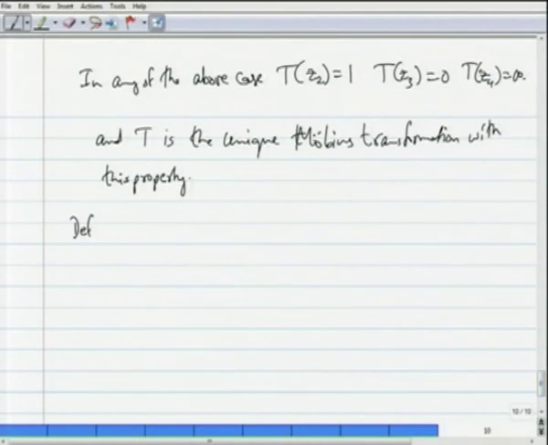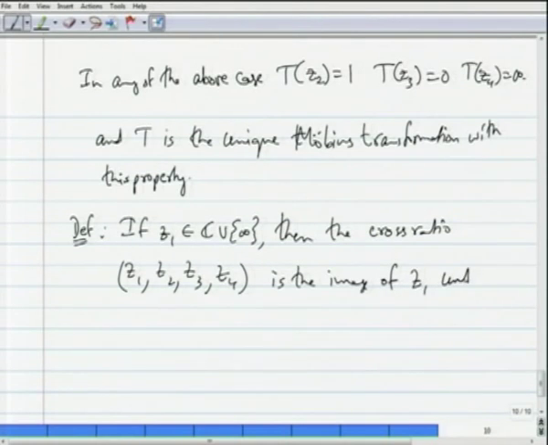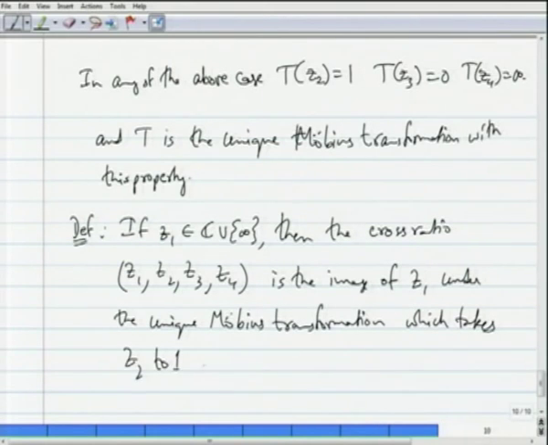So, owing to this we are going to make a definition. We will say that if Z1 belongs to C union infinity, then the cross ratio, or I will say the cross ratio (Z1, Z2, Z3, Z4), okay, so that is the notation, is the image of Z1 under the unique Mobius transformation which takes Z2 to 1, Z3 to 0 and Z4 to infinity.